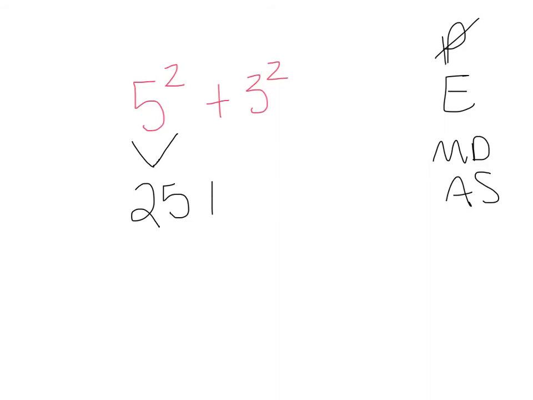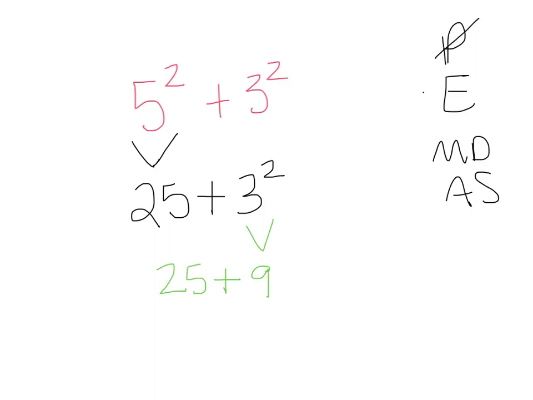Now, I still rewrite all of the rest of the problem. I do one operation per line. Okay, now I have 25 times 3 squared. I'm on E. Do I have any exponents? Yes, I do. I have 3 squared. That's 9. And I rewrite the rest of the problem.